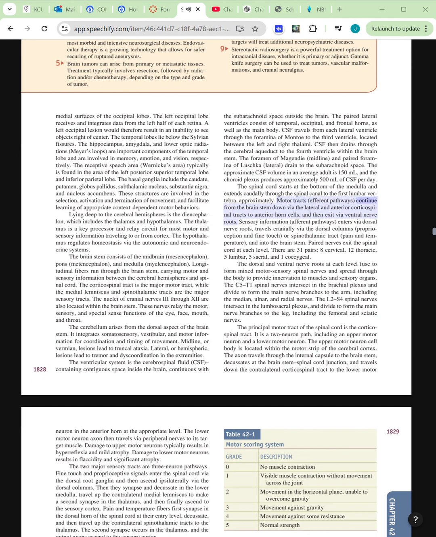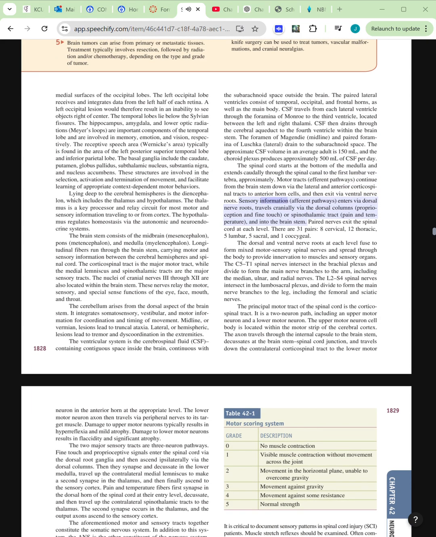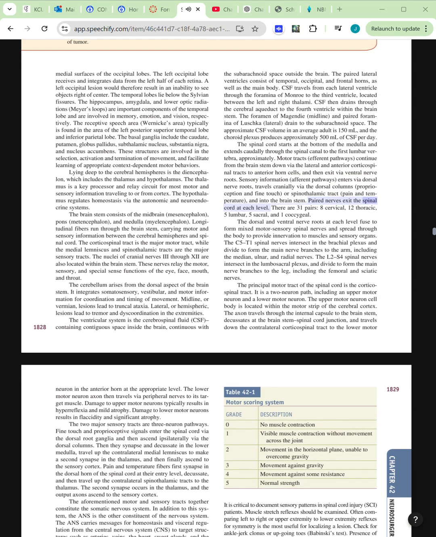Motor tracts continue from the brain stem down via the lateral and anterior corticospinal tracts to anterior horn cells, and then exit via ventral nerve roots. Sensory information enters via dorsal nerve roots, travels cranially via the dorsal columns or spinothalamic tract, and into the brain stem.